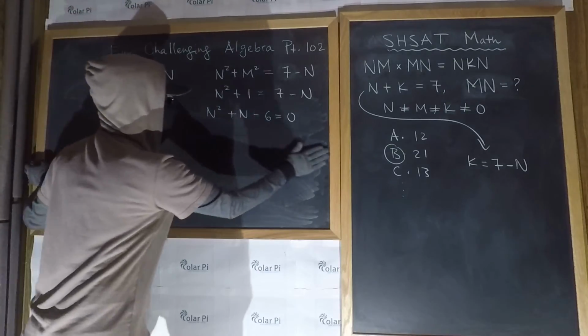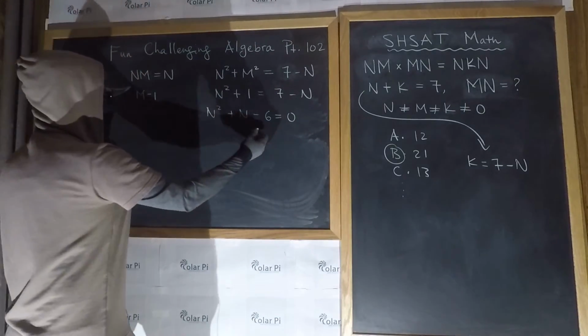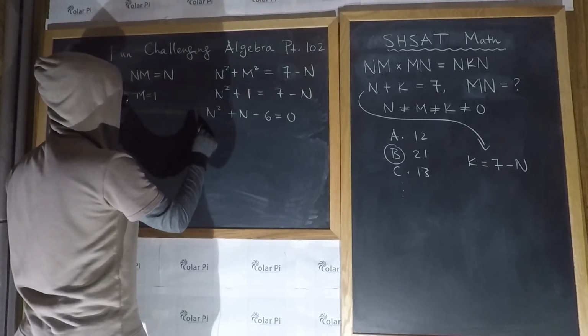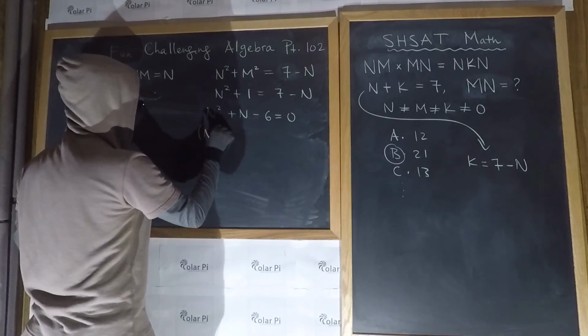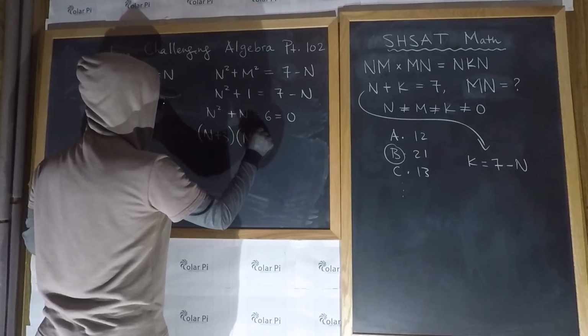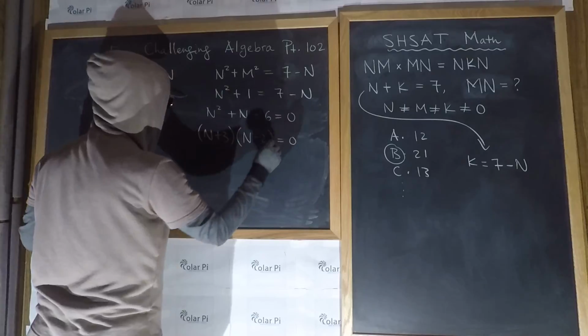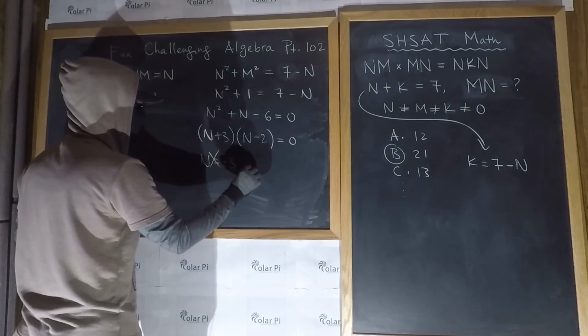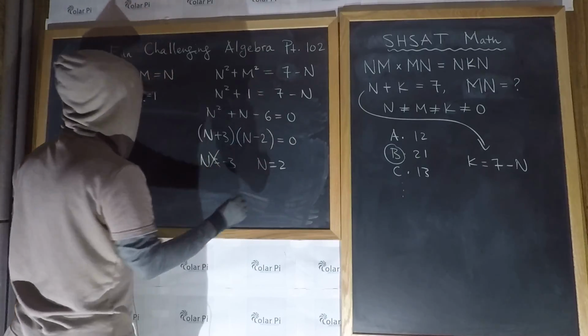So where to from here? Well, some factoring action. Some factoring action would say that we write (N plus 3) times (N minus 2) equals 0, from which we get N is equal to negative 3, or N is equal to 2. Cool.